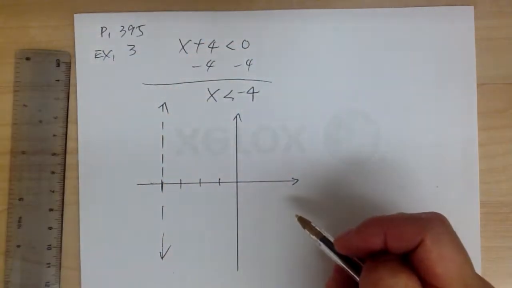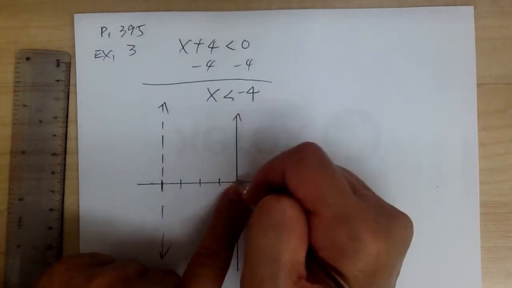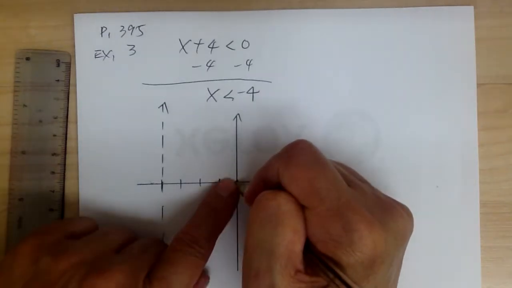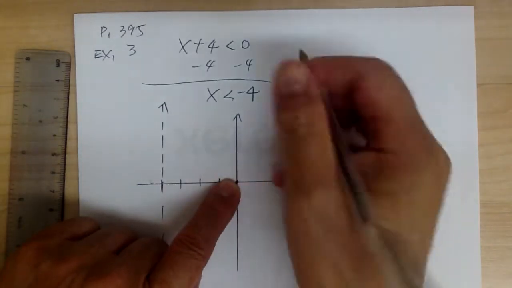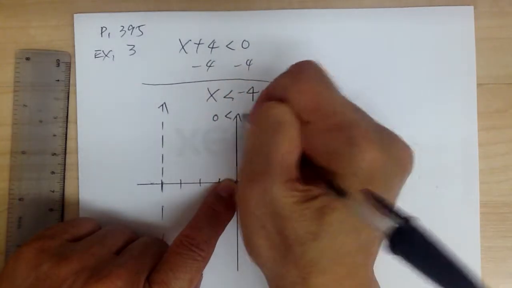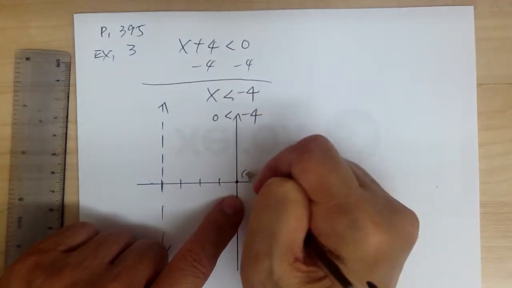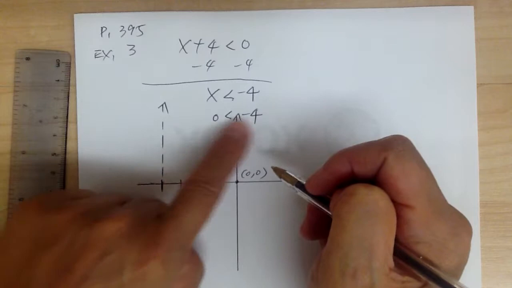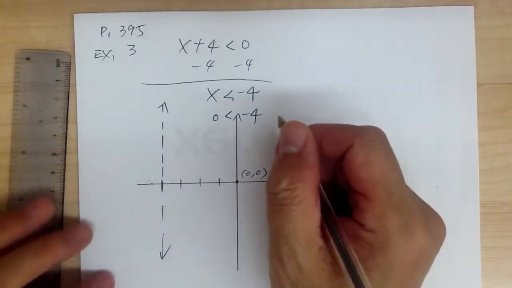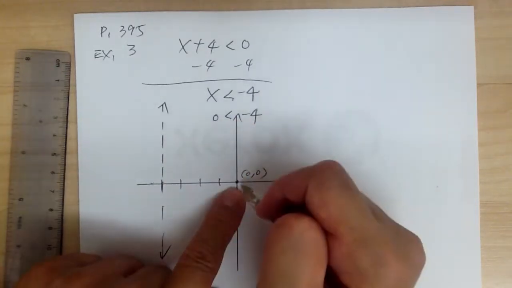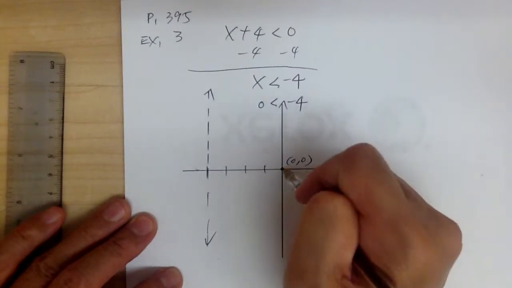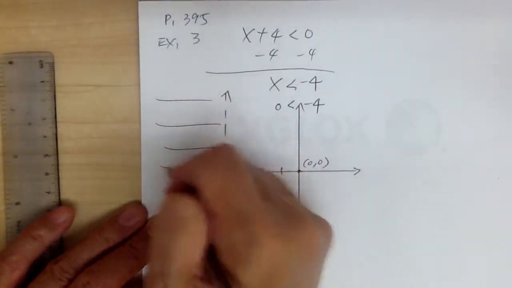Okay? Now, next thing, again, we can do the testing point, 0. Use 0, 0 as your point. So in this case, x equals 0. So you got 0 is less than negative 4. Again, use this as your testing point. So is this true? Well, this is not true, right? So this point is no good. So it means your answer is on this side.